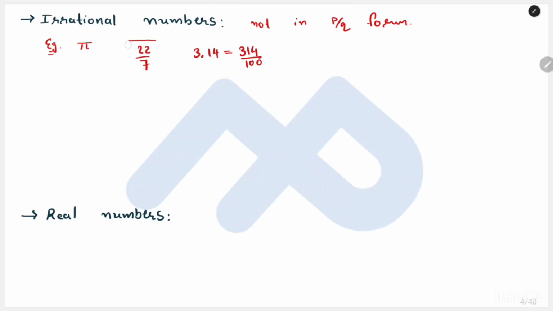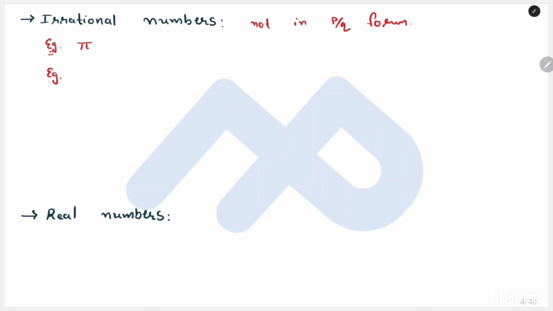So 22 by 7 or 3.14, they both are rationals, but pi itself is irrational, because 22 by 7 or 3.14 are not the real values of pi, they are just approximate values of pi, because exact values of pi cannot be determined. You cannot find exact values of pi. Clear? So pi is an irrational number whose approximate value may be rational, but pi itself is irrational.